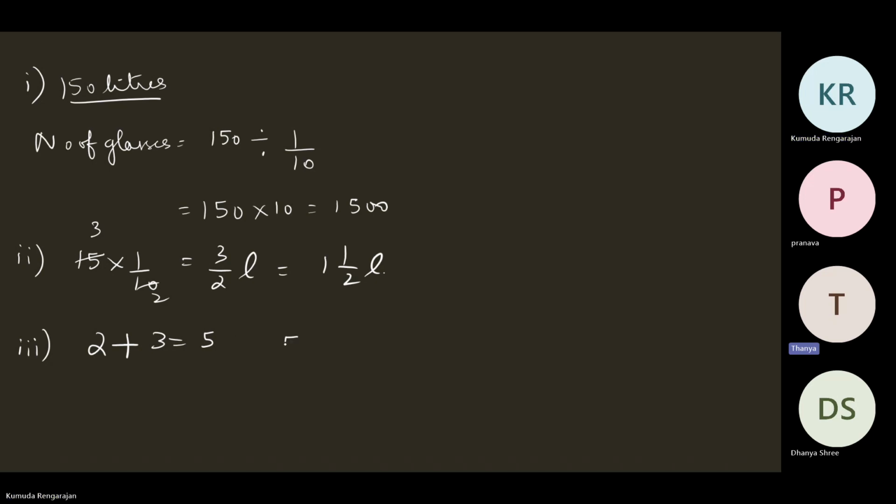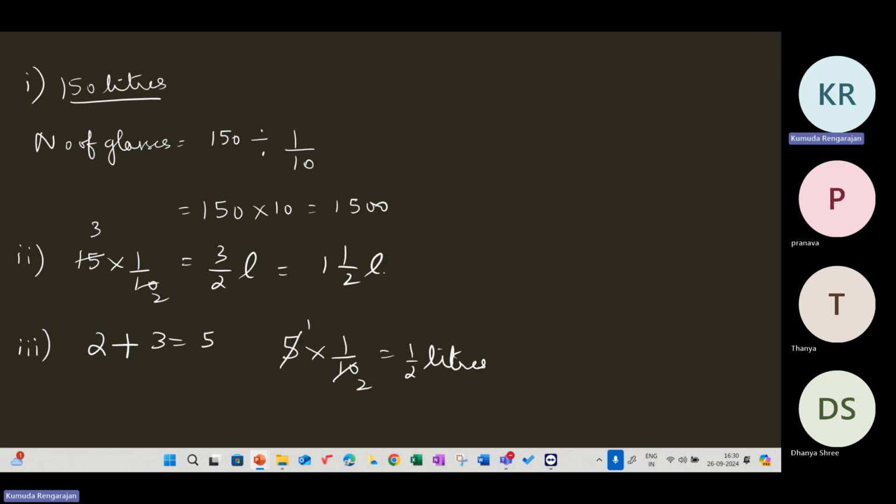Ma'am, is it half a liter? So, correct. 5 into 1/10. So 5 ones are 1/2 liter, ma'am. Correct, 1/2 liters. One by 2 liters or half a liter. One person, 1/10 liters. 5 people, 5 into 1/10.